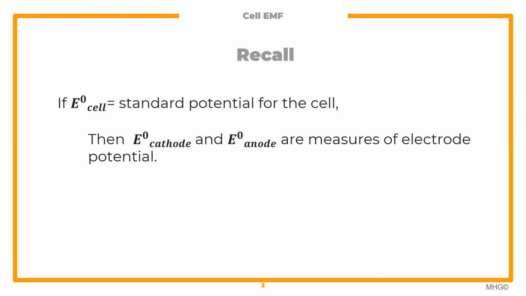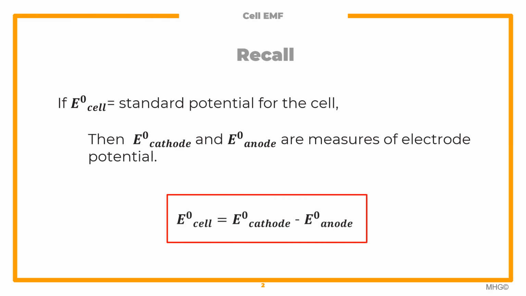And because E naught, or the EMF of the cell, reflects the difference in electrode potentials, the EMF of the cell must be the difference between the reduction potentials of the cathode and the anode, as illustrated by the equation. And so in this part of our lesson, we will be determining the cell EMF given the reduction potentials of the cathode and the anode.